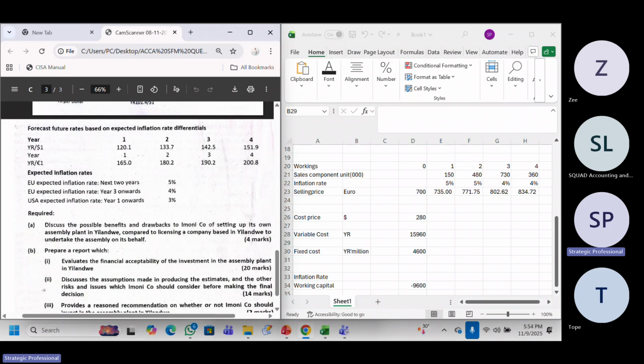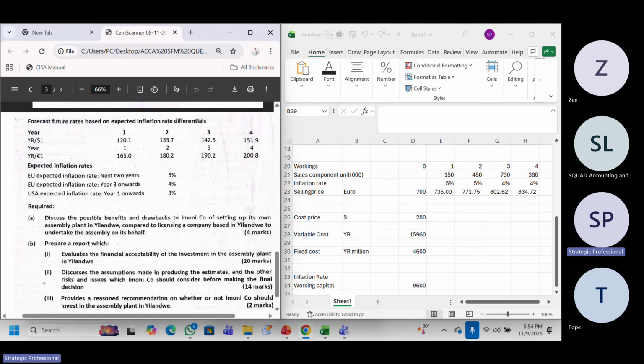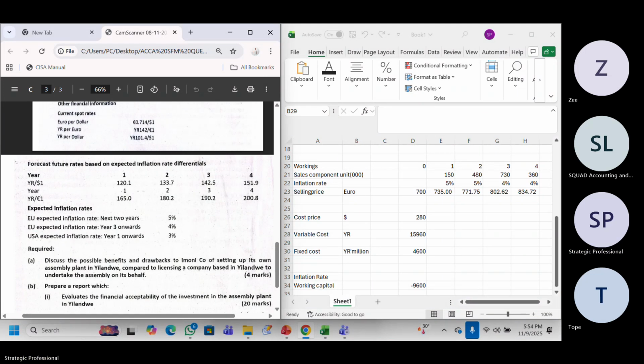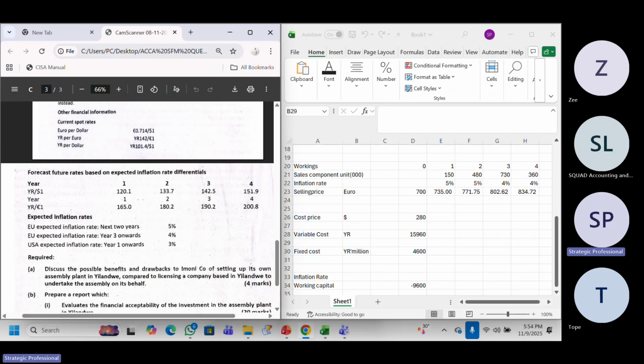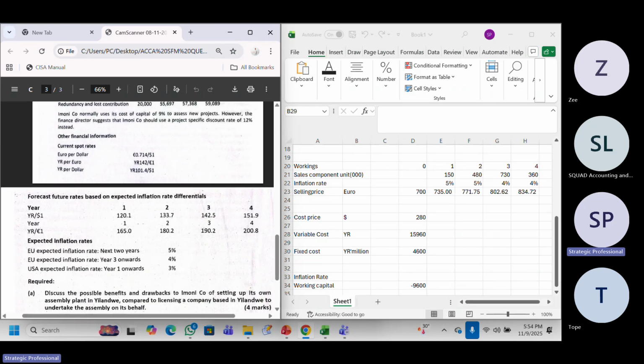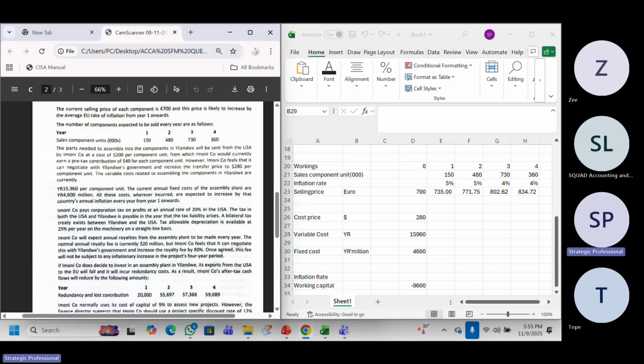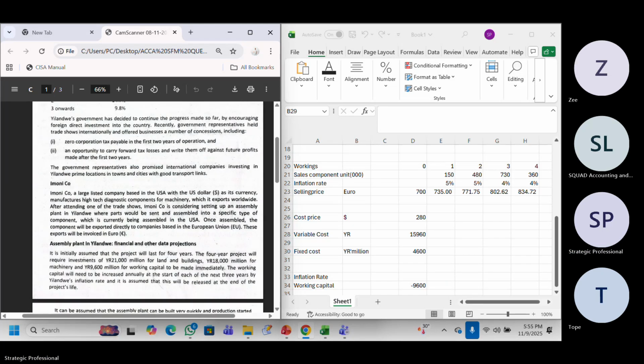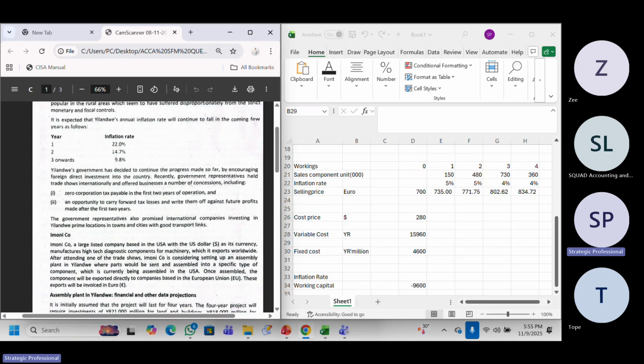Let's go to that place where we saw the inflation rate. YR inflation rate, where is it here now? This one is European Union. This one is USA. Okay, here it is. They said it is expected that Ilando's annual inflation rate will continue to fall in the coming few years as follows: year 1, 22, year 2, 14.7, year 3, 9.8.